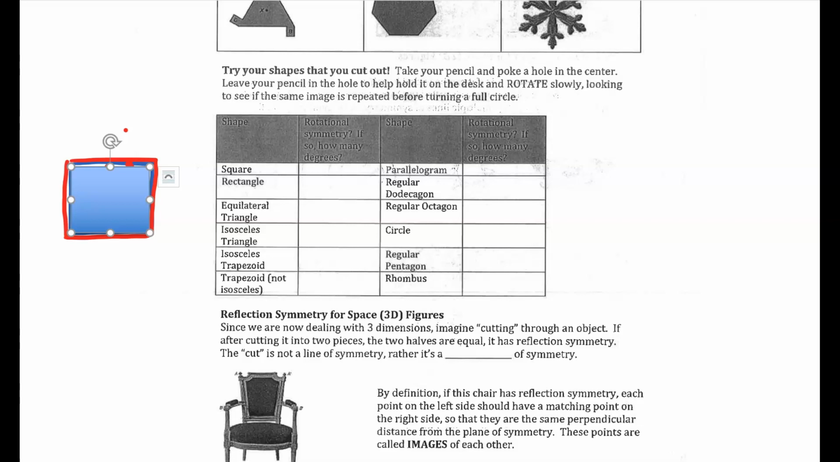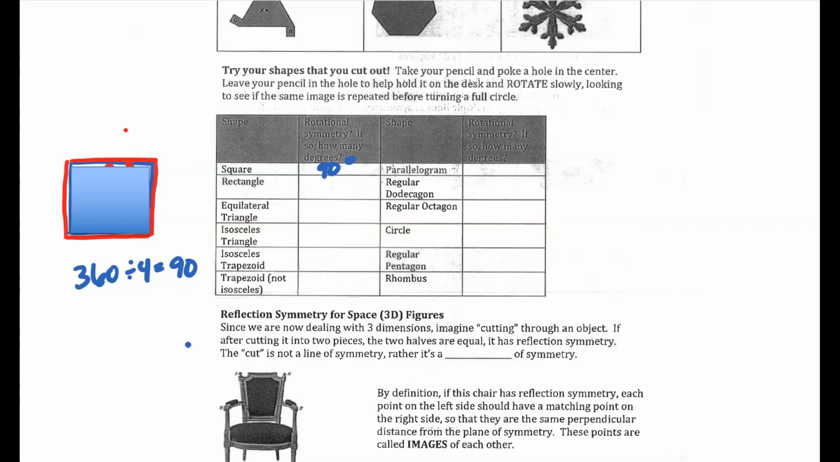So in order to find the number of degrees, we're going to take 360 and divide it by 4. 360 divided by 4 is 90. So yes, they're 90 degrees.